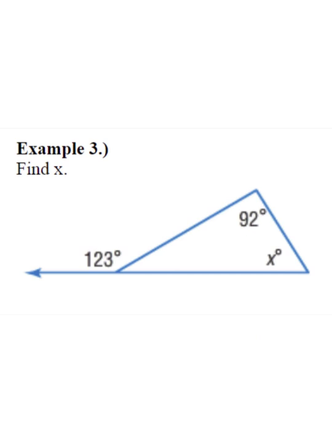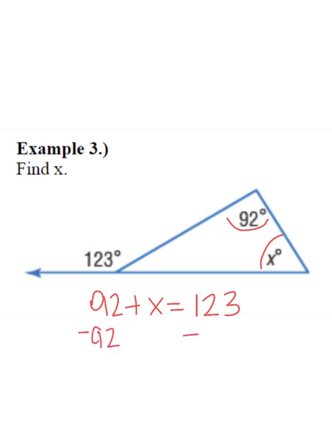Alright, this time the missing angle is not the exterior angle. So the exterior angle is equal to the remote interior angles added together. So 92 plus X is equal to 123. So instead of adding the two remote angles together, you're going to end up subtracting. So 123 minus 92 is 31, and that would be X.